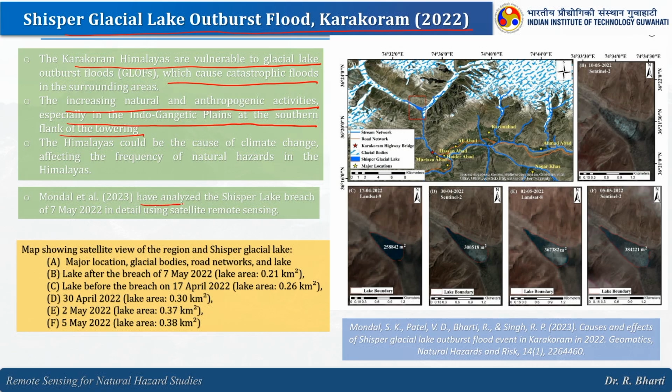So, we have analyzed this Sispar lake breach which occurred on 7th May 2022 in detail using satellite remote sensing datasets. Here you can see different maps from that publication, showing how these lakes have formed over time and how they breached in 2022. The details are available in this particular paper.